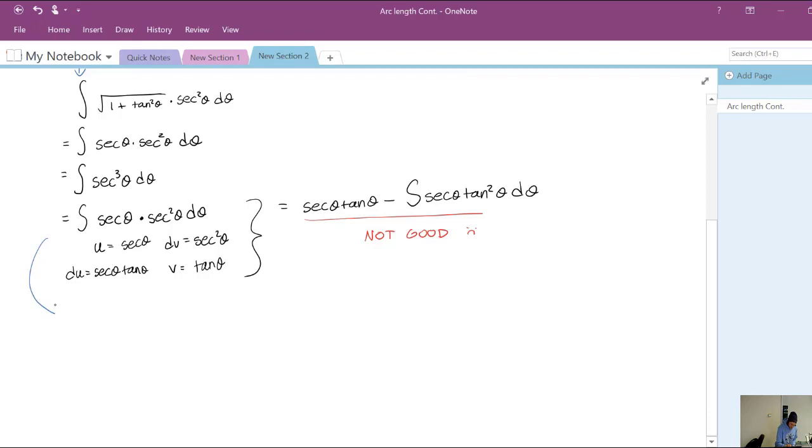So let's say instead we format it like this. This integral becomes secant of theta times 1 plus tangent squared theta, d theta. So that means we're left with the integral of secant theta plus secant.